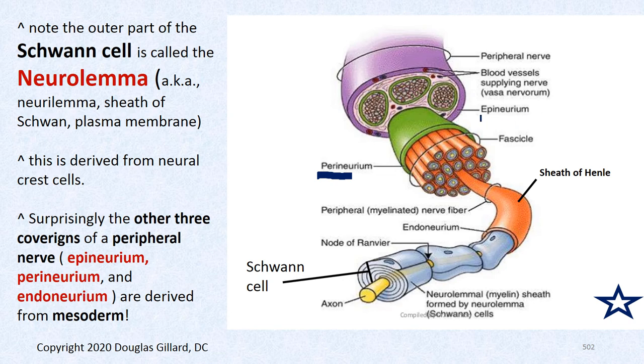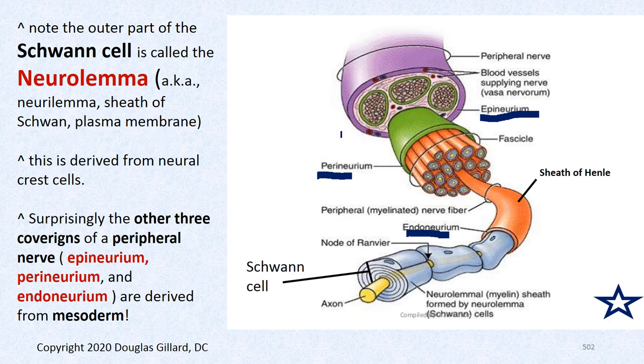You've got to know these until you get out of here. Then you probably will never use these words again. But until you get through boards, there's an epineurium, there's a perineurium. And then here are the axons. The axons have another covering on them, and that's called the endoneurium. On some peripheral nerves, if you remove the endoneurium, you'll see that the axon has a covering around it. That's a Schwann cell wrapping around like a spiral. The Schwann cell's plasma membrane is called the neurolemma, or neurolemmal sheath, also known as the sheath of Schwann, the plasma membrane.